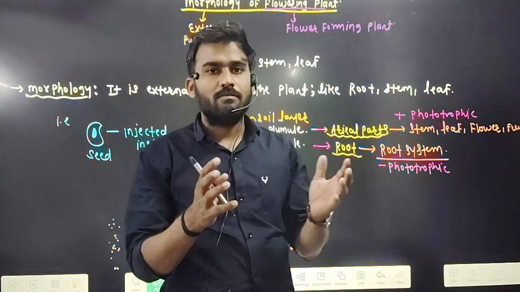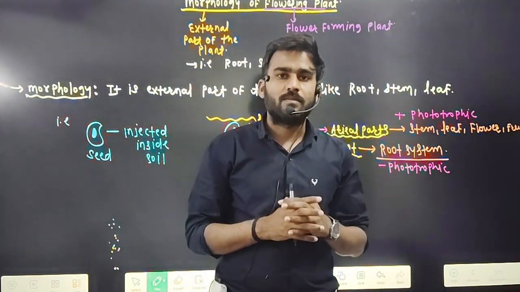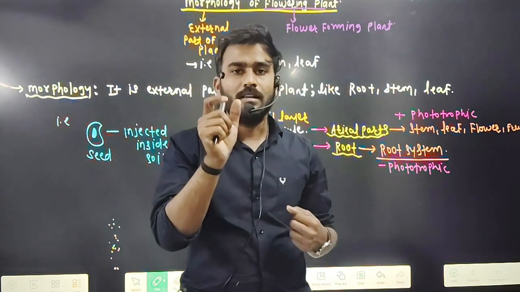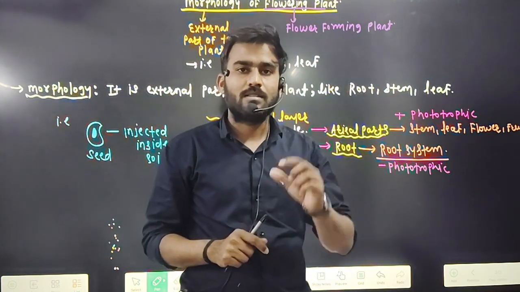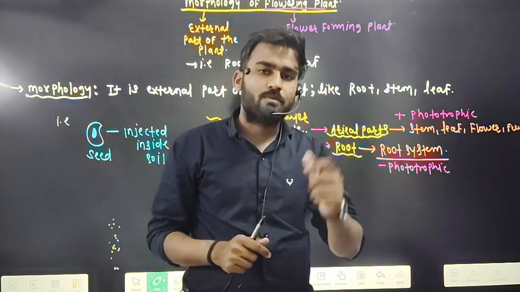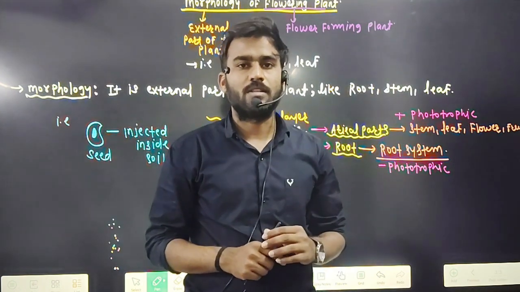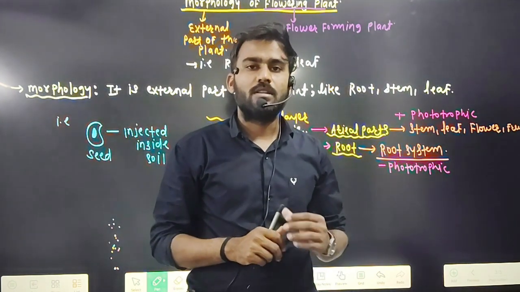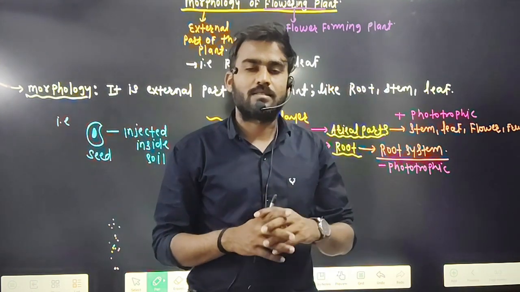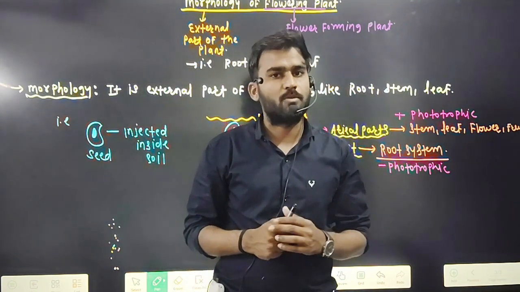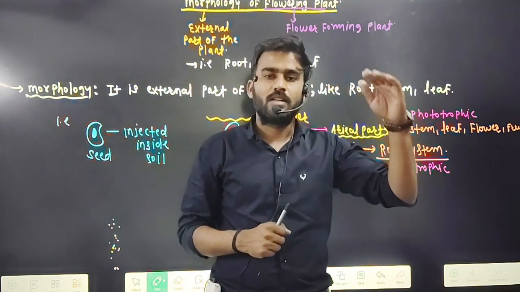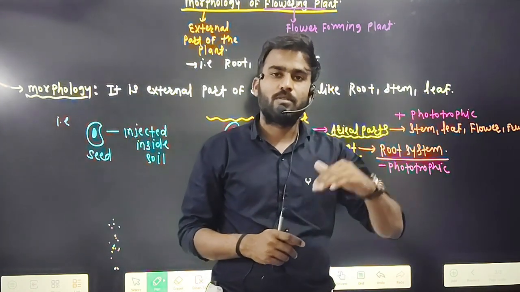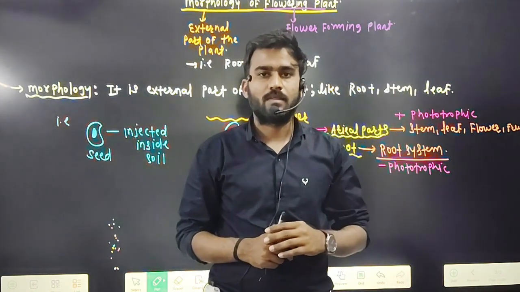In nature, we can see a large number of trees, 10 feet, 20 feet, 25 feet. Their stem is a dark brownish color because they carry out only the transport function, not photosynthesis. During this time, photosynthesis is carried out only by the leaf, not the stem. The stem has only one function: the transport of food, minerals, and water, upward to downward and downward to upward.